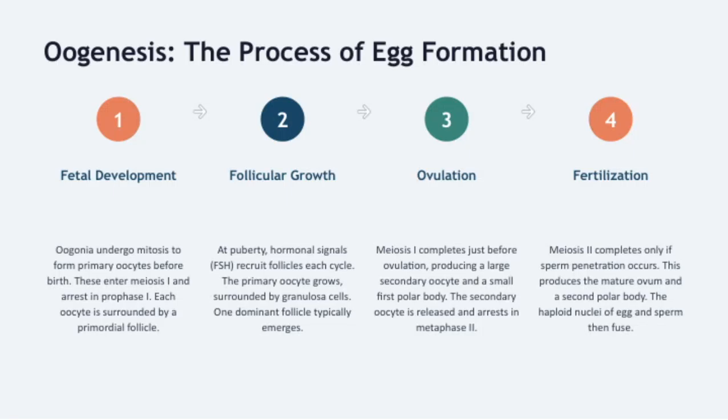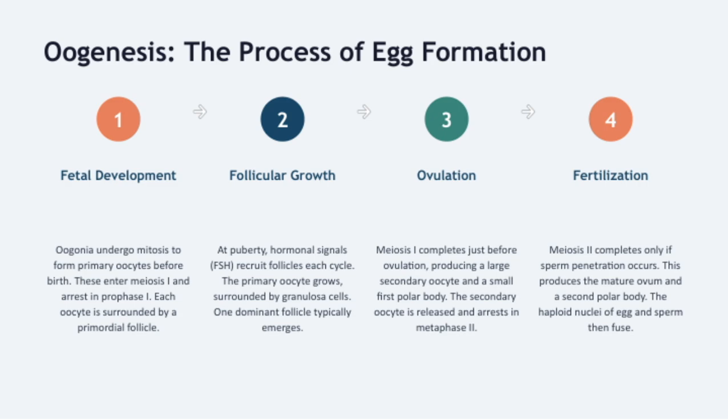Let's talk about oogenesis, the process of egg formation, and how it fits into overall reproductive biology. First, during fetal development, oogonia, which are the precursor cells, undergo mitosis to produce primary oocytes. These primary oocytes then enter meiosis I and arrest in prophase I, meaning they pause at a specific stage until puberty. At this point, each primary oocyte is surrounded by a primordial follicle, which provides support and nutrients.